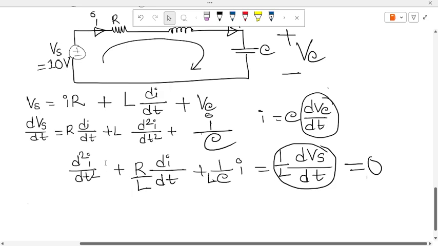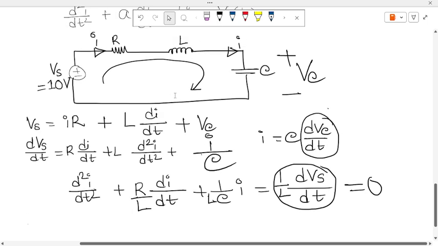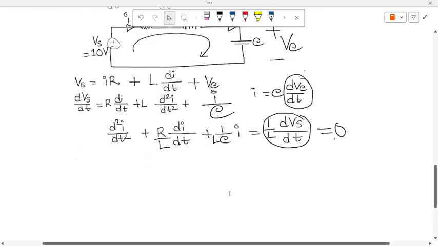That means the steady state current I doesn't depend on Vs, right? And it can be found by intuition that after some time this capacitor will become an open circuit, and that's why the current will become 0, right? Whatever the Vs is, ultimately the current has to be 0. Okay, so I have found this equation.